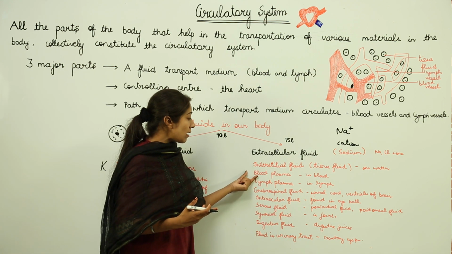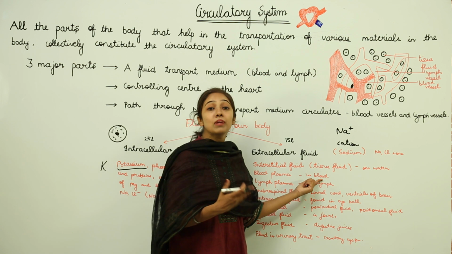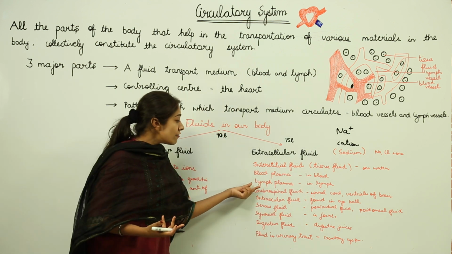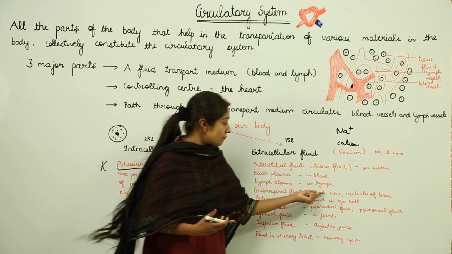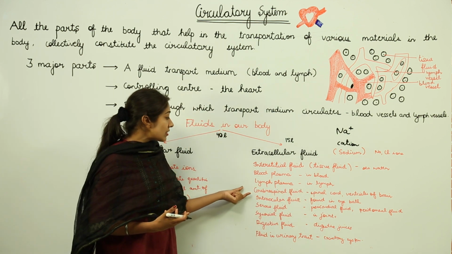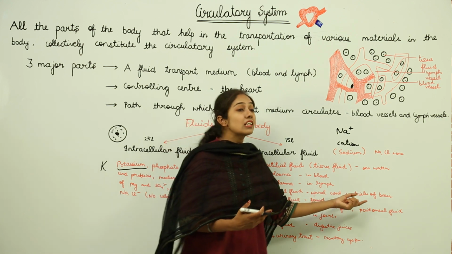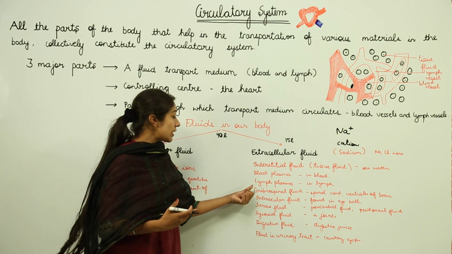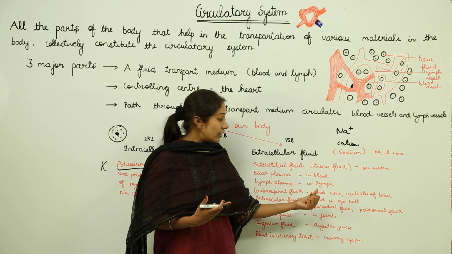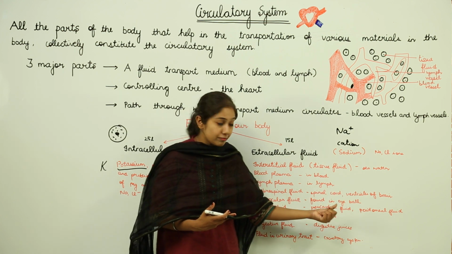Then we have blood plasma. This fluid is present in what? In blood, as the name suggests. Then we have lymph plasma. This is present in lymph, as the name suggests again. Then we have the cerebrospinal fluid, which is present in the spinal cord and in the ventricles of the brain.